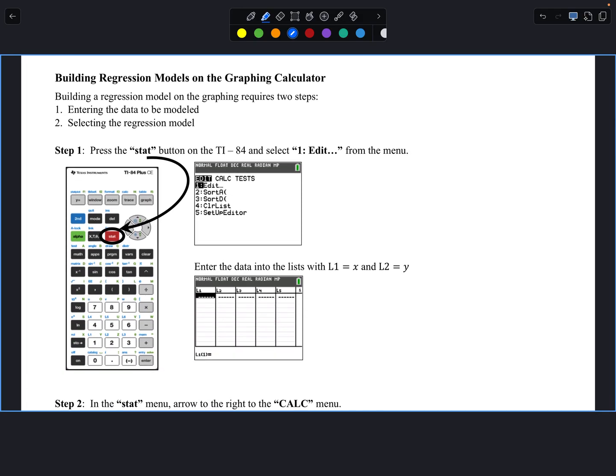So you're going to be given a table, right? I'm going to show you how to do it, but if you can just go ahead and try it, hit stat. It's underneath the delete key. And then you should see this menu right here. It says edit, calc, tests, and so on. What you're going to do is hit edit, and then you're going to see this menu right here.